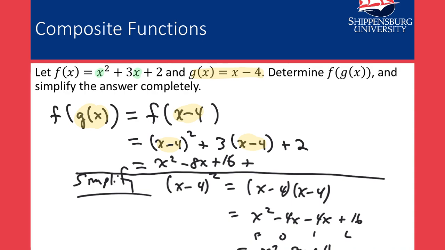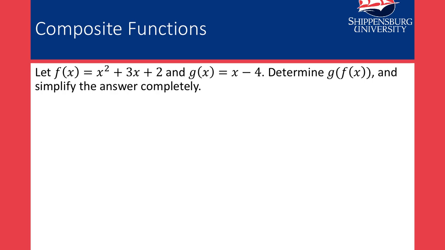Then I have plus, and this part is the distributive property, so I'm going to distribute that 3 through the parentheses. So 3x minus 12, and then plus 2 at the end. To highlight different parts of this, this part came from the x minus 4 squared. This part came from the 3 times x minus 4. And then, of course, the plus 2 is just sticking on the end. Then I could do a little more combining of like terms to get a final simplified answer.